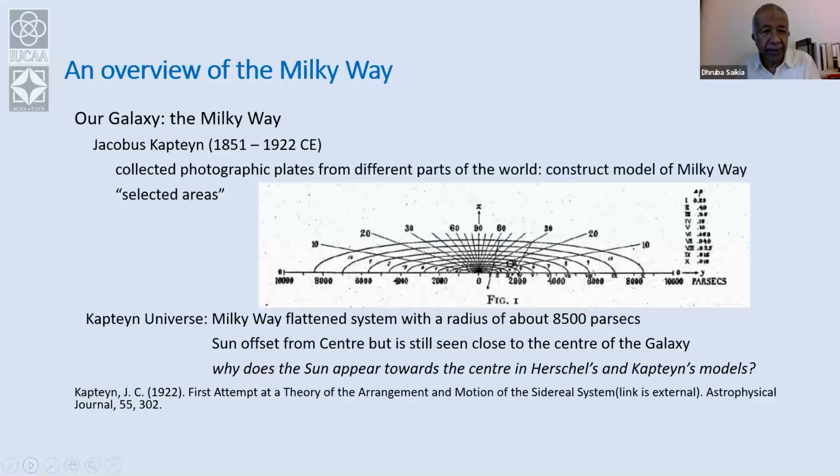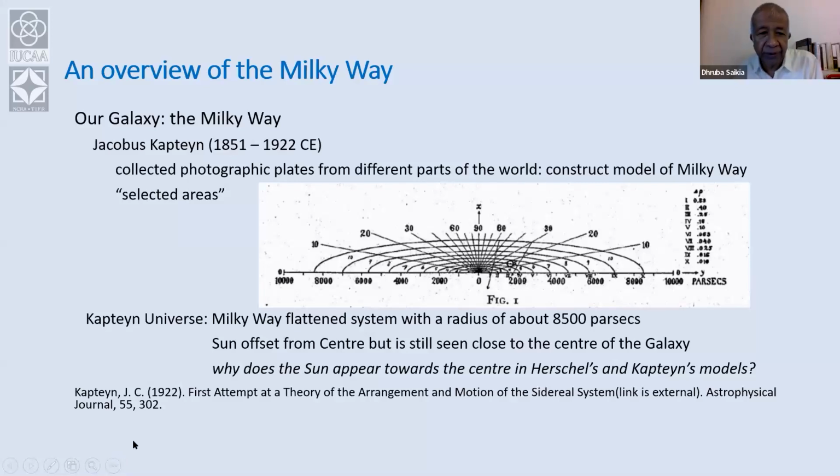Now, Kapteyn did a lot better than that. He collected photographic plates from different parts of the world and constructed a model of the Milky Way. And he too came to the conclusion that the Milky Way was a flattened system, but his galaxy was larger than what Herschel had speculated. And the sun was offset from the center, but is still close to the center. Now I put a question: why does the sun appear towards the center in Herschel's and Kapteyn's universe?